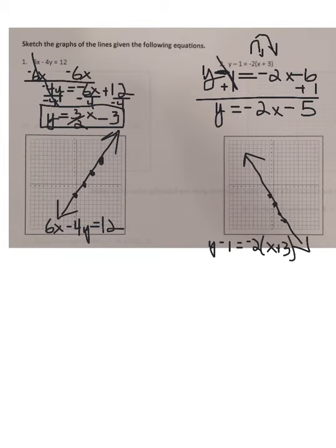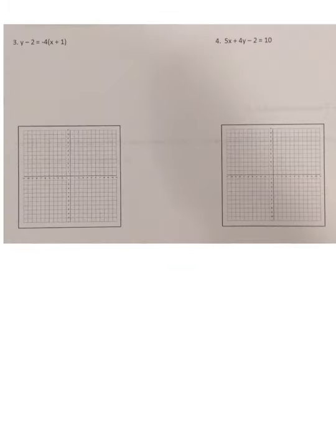All right. Next, number 2. Same deal again. I am going to distribute that negative first. So first I'm just going to write y minus 2 equals negative 4x minus 4. And then from there, I'm going to add 2 and add 2.